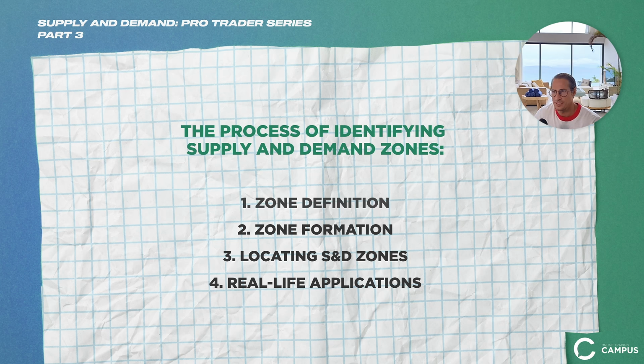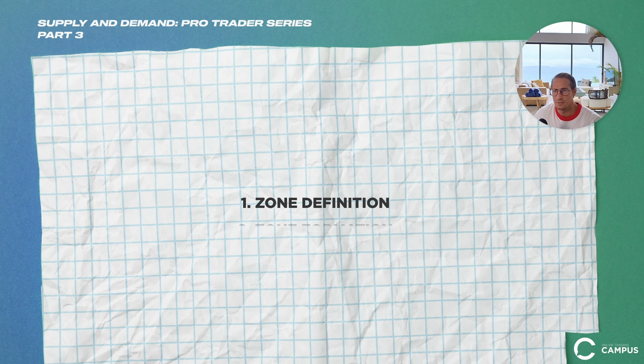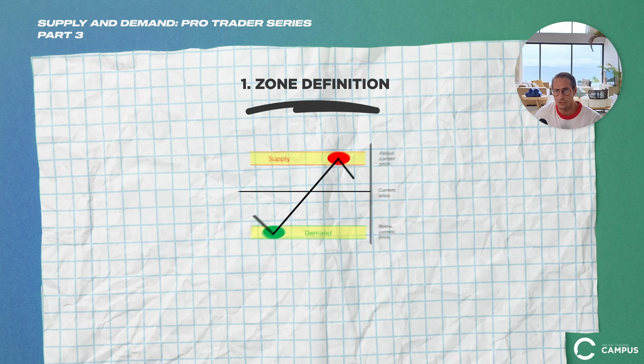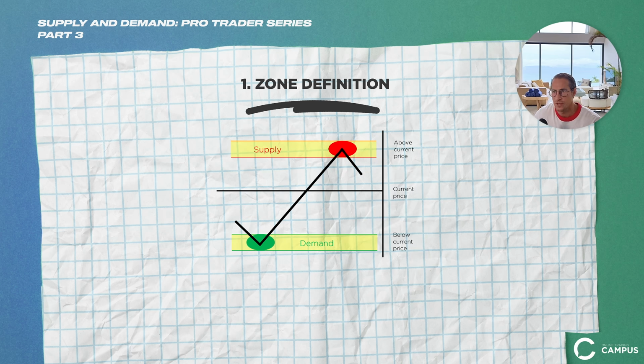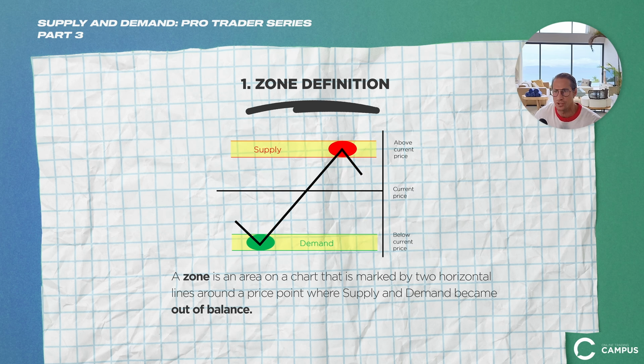Okay, let's jump into the first step of the process. Supply and demand zones are turning points. And what's going to happen with these supply and demand zones is that it's going to be an area on the chart where prices are most likely to change direction. This is where we find the imbalance of supply and demand. There are two types of zones. There's going to be a supply zone and there's going to be a demand zone. And those are going to be dictating where we should be buying or selling.